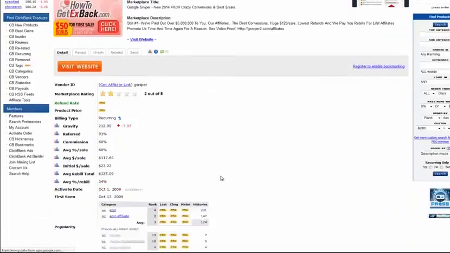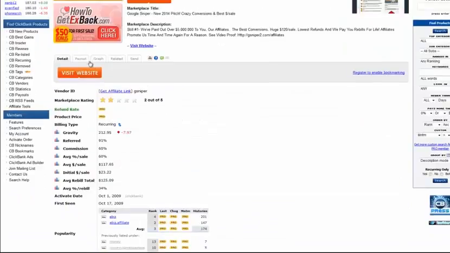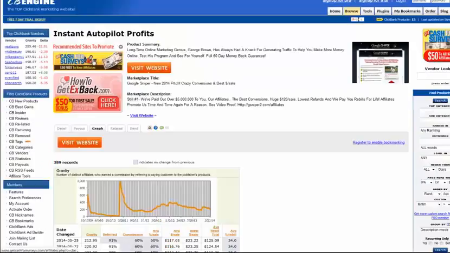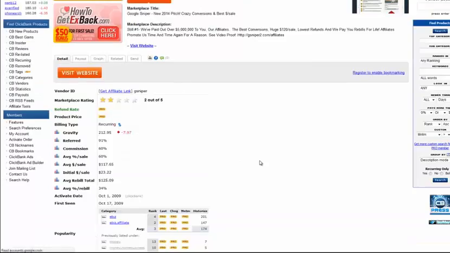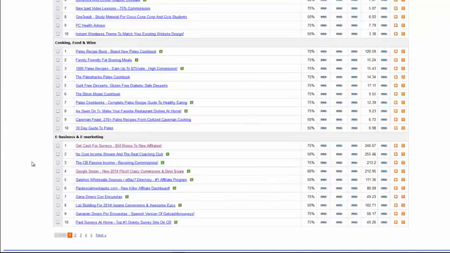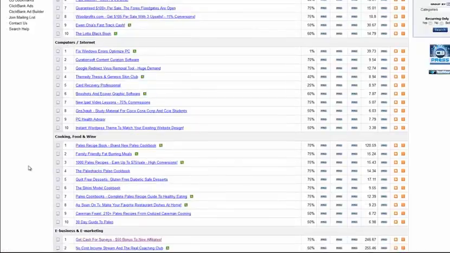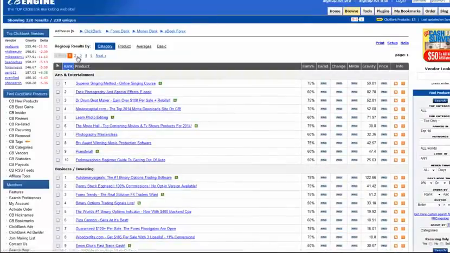In fact, the next thing I'm going to show you right here are some of the graphs, and if we look at the graph of Google Sniper, you can actually see some really interesting things, how the gravity has progressed. And at one point you can see we had over 1,000 gravity, and it was huge. So anyway, moving along, let's pick a product here. We were looking for health and fitness.